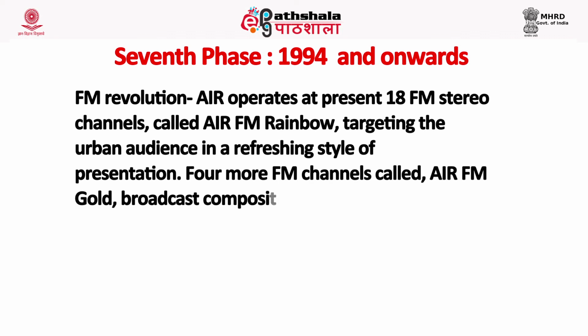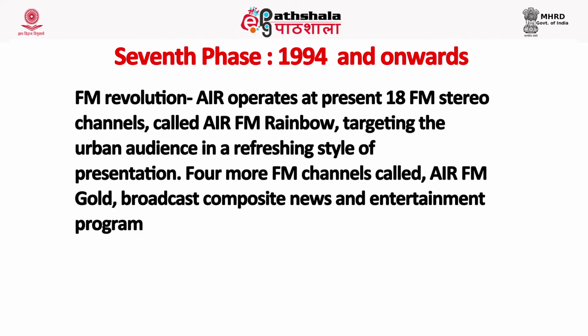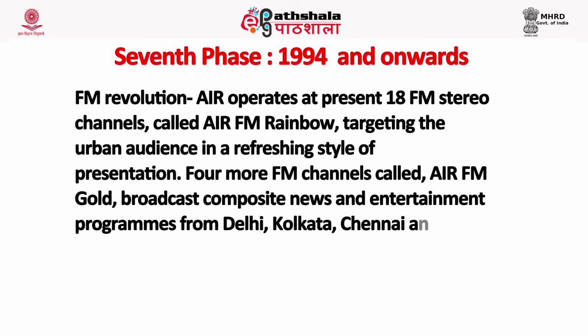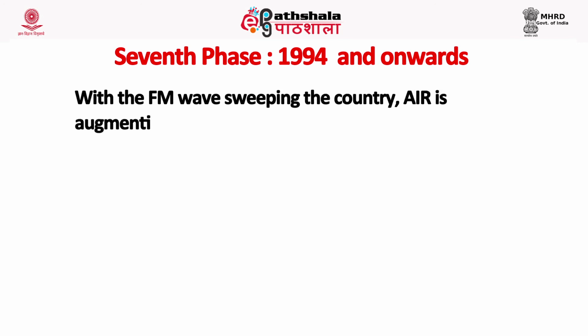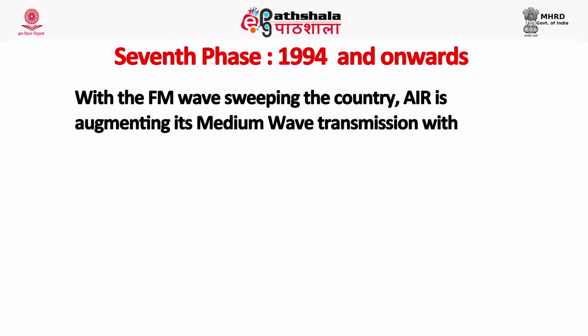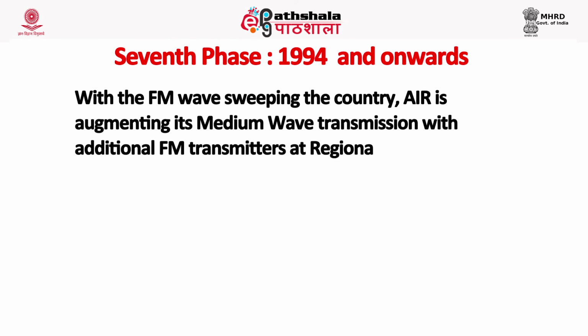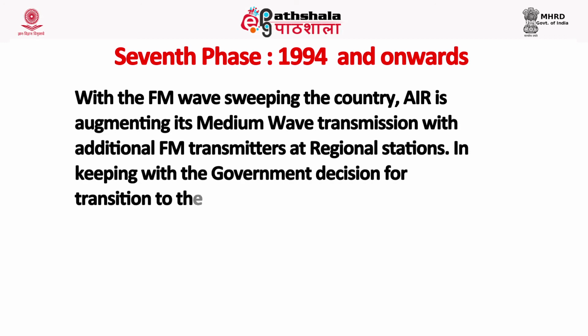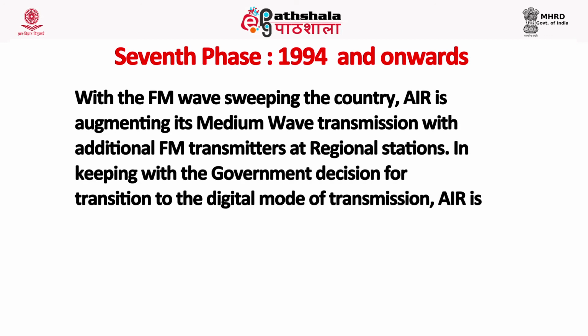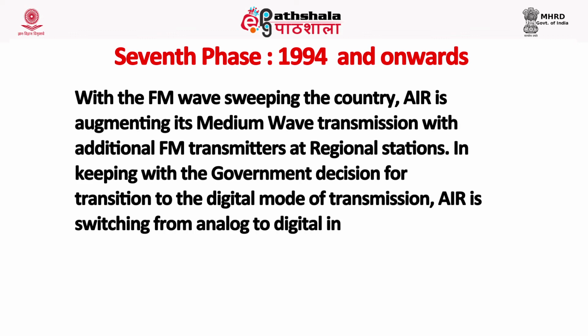4 more FM channels are called AIR FM Gold. They broadcast composite news and entertainment programs from Delhi, Calcutta, Chennai and Mumbai. With the FM wave sweeping the country, All India Radio is augmenting its medium wave transmission with additional FM transmitters at regional stations. In keeping with the government decision for transition to the digital mode of transmission, AIR is switching from analog to digital in a phased manner.